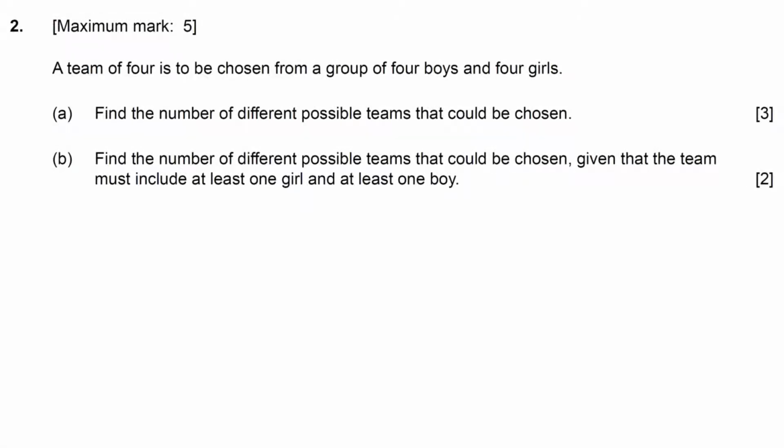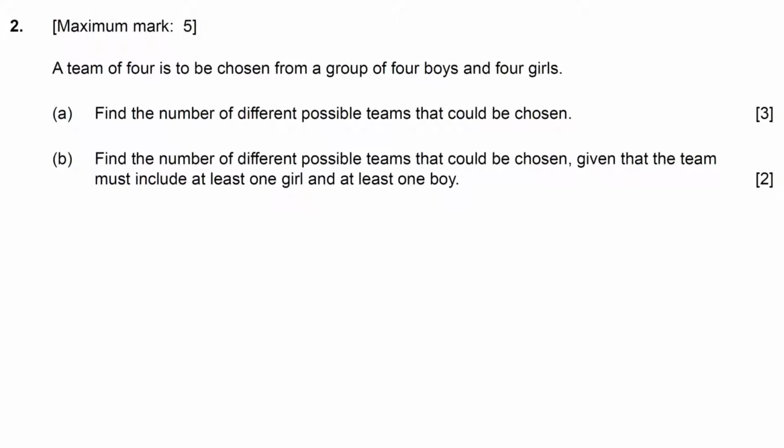We are now looking at question number 2. It's a question of counting principles. A team of 4 is to be chosen from a group of 4 boys and 4 girls. Find the number of different possible teams that could be chosen.